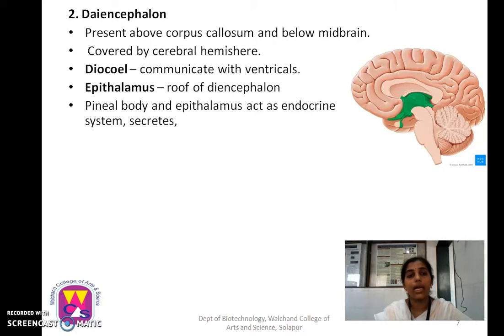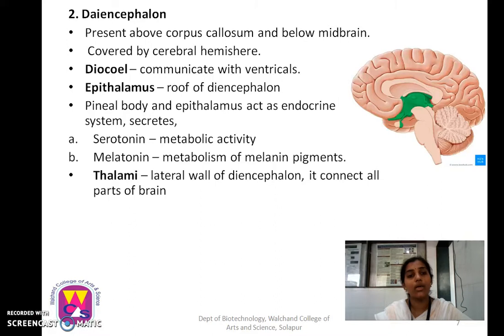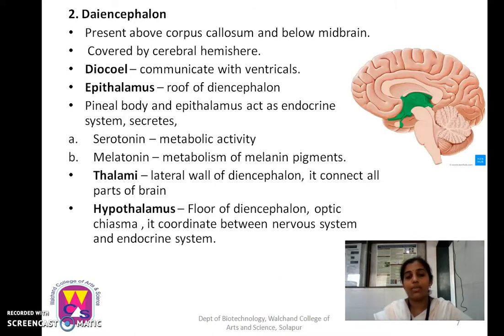the pineal body acts as an endocrine system, wherein two hormones are secreted, that is serotonin and melatonin. Serotonin is involved in regulation of metabolic activities which occur in our body, and melatonin is involved in the metabolism of melanin pigment. The next part is the thalami. The thalami form the lateral wall of the diencephalon and connect to all the brain parts.